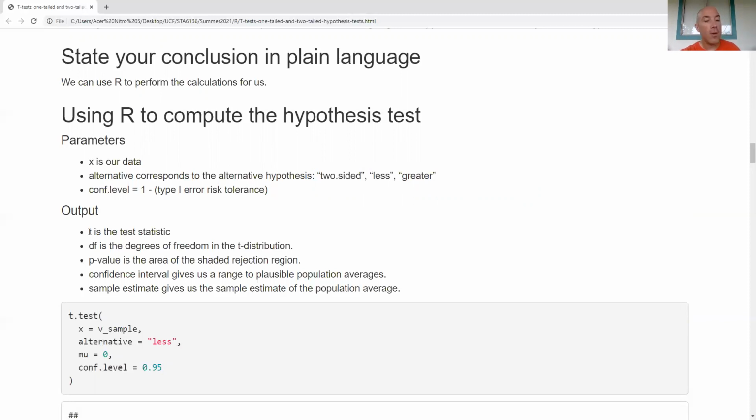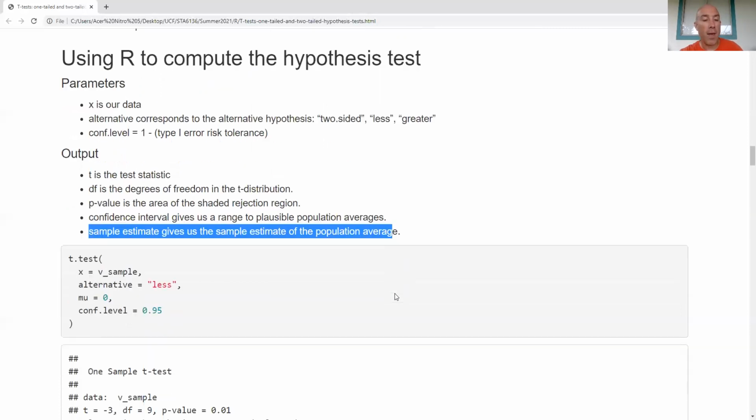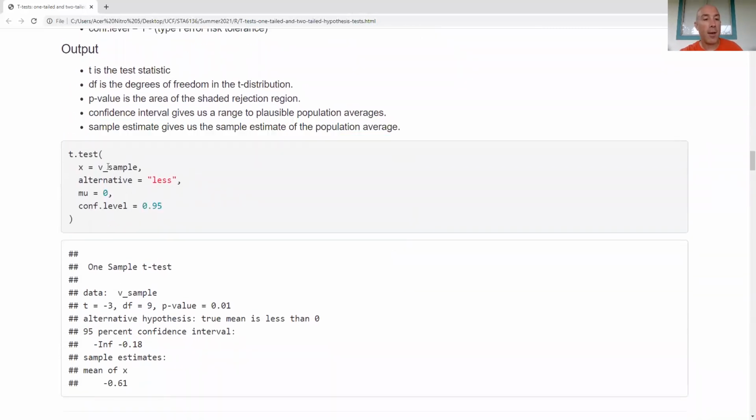All right, so t is the test statistic, df is the degrees of freedom, and the p-value is the area of the shaded region, with the cutoff being the test statistic. And the confidence interval gives us a range of plausible population averages. And then the sample estimate gives us the point estimate off of that. And so when I pass these, I give my sample, I say which direction I want to go in, I say the hypothesized value, that boundary value, and then 1 minus my risk tolerance.